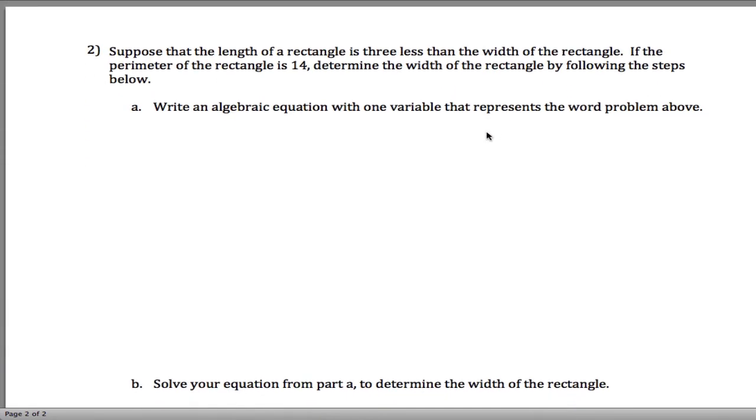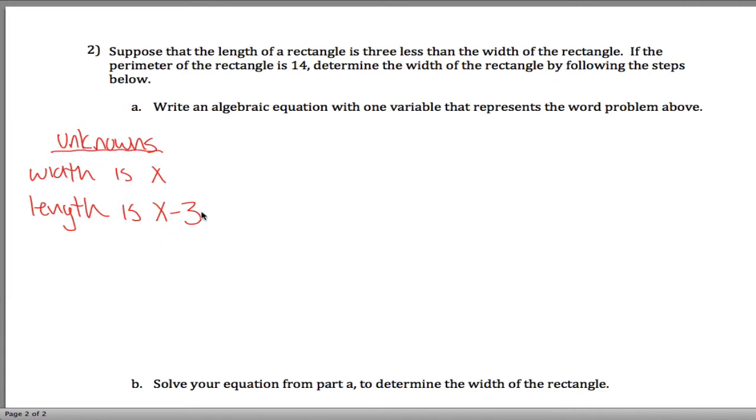Part 2, you repeat those steps. Same basic idea. There are 2 unknowns. Suppose the length of a rectangle is 3 less than the width of the rectangle. The perimeter is 14. Determine the width of the rectangle. I don't know the width, and it wants me to figure it out, so I'm going to call it x. If the width is x, then I can go up here and read. It says the length is 3 less than the width. So 3 less than x is x minus 3. So I have my 2 unknowns, length and width, but now I have them in terms of x's.